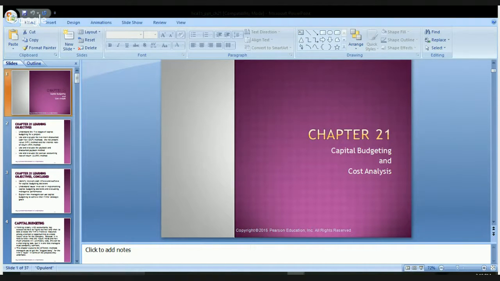Identify relevant cash flows and outflows for capital budgeting decisions. Understand issues involved in implementing capital budgeting decisions and evaluating managerial performance. Explain how managers use capital budgeting to achieve their firm's strategic goals.